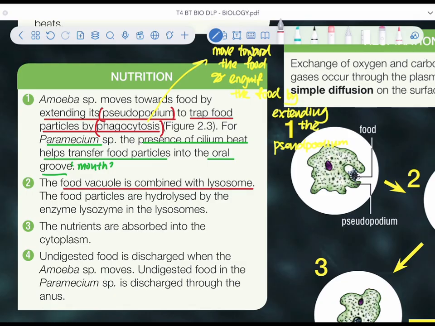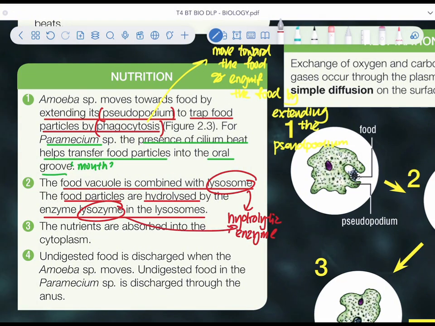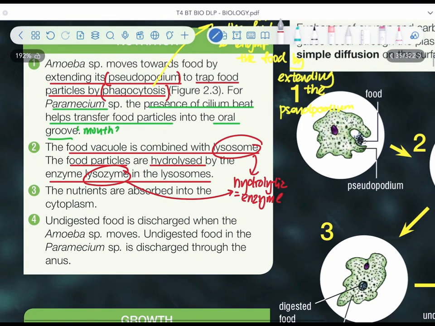So as I mentioned in the previous video, lysosome contains hydrolytic enzyme. So this hydrolytic enzyme can digest the food particles. The food particles are hydrolyzed by the enzyme lysozyme in the lysosome. This lysozyme is the hydrolytic enzyme. Okay, and then after the food particles are digested, of course it will release nutrients. So these nutrients are absorbed into the cytoplasm.